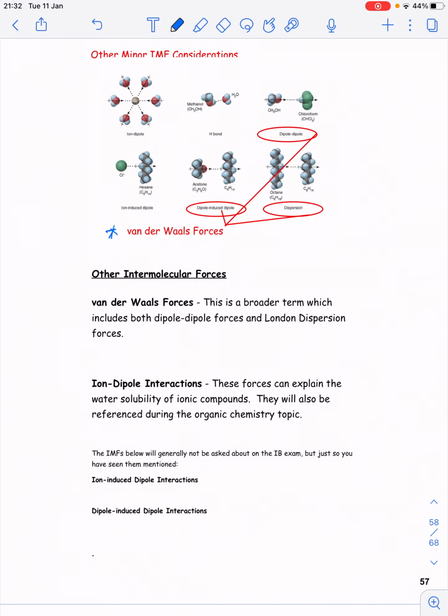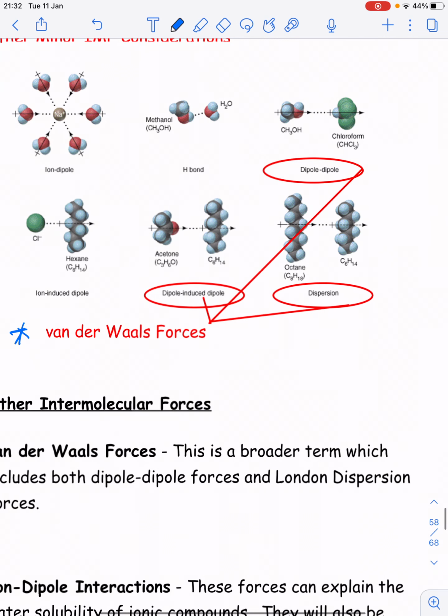Okay, just a few minor loose ends to tie up with the IMF topic. The term van der Waals forces, apologies for the American accent. Van der Waals forces is a term, it's sort of an umbrella term now. The IB used to use it interchangeably with London forces, but now it's a broader term. And they use it to cover London dispersion forces.